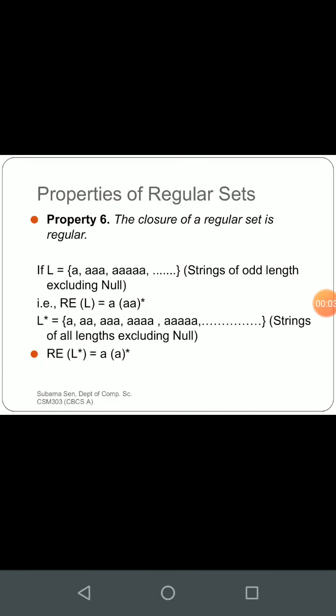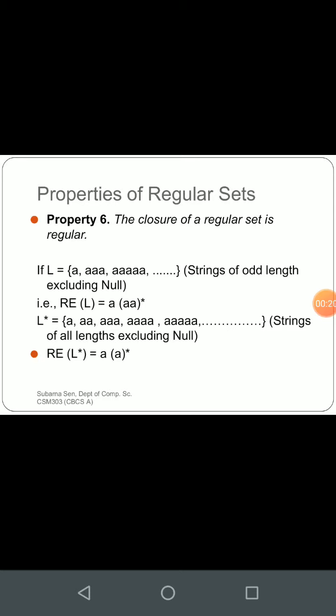Now property 6 says the closure of a regular set is regular. Firstly we are not writing the regular set beforehand; firstly we are writing the language. It means 1a followed by an even number of a's, any combination of an even number of a's.